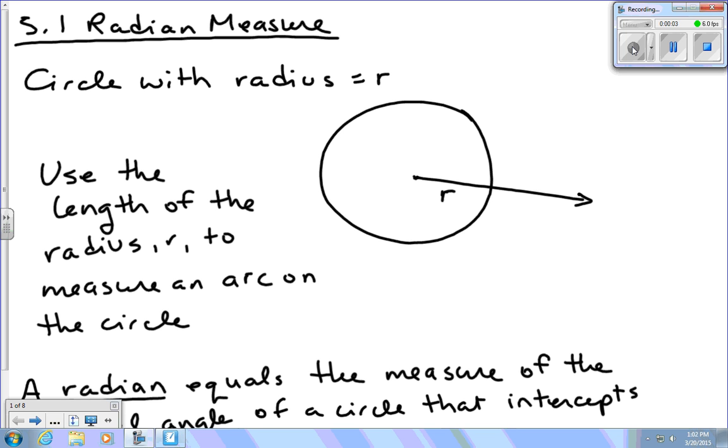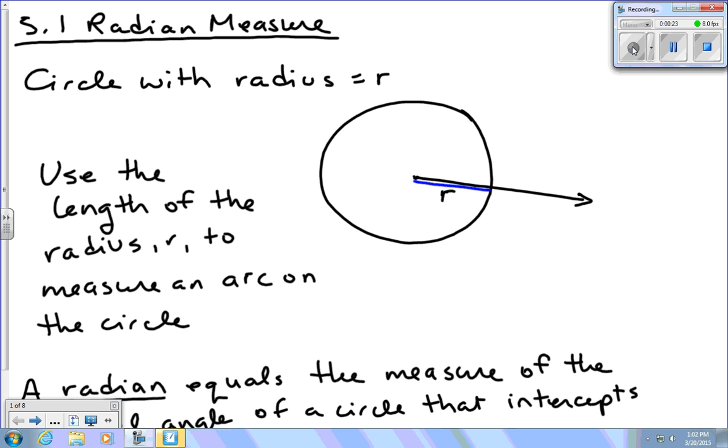In this lesson, we're going to look at a different way to measure angles, and that is using radians. So this is called Radian Measure. We start with a circle that has a radius of r. So the length of the distance from the center to the edge is r.